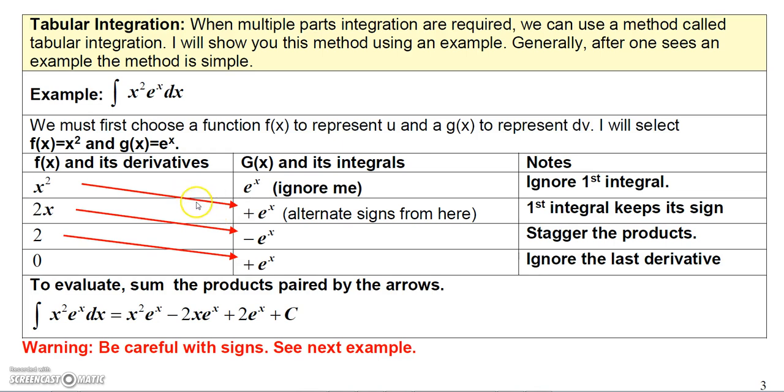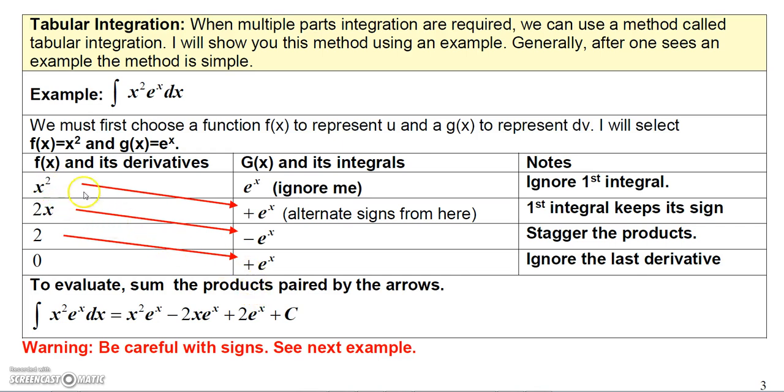So anyway, I'm going to ignore this first one right here, this first integral, and then I'm going to just multiply this times this, and then multiply this times this, and then multiply this times this. And then you stop here because if you multiplied 0 times the next one, you'd get 0 anyway.